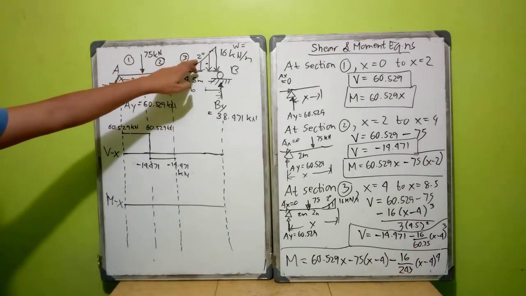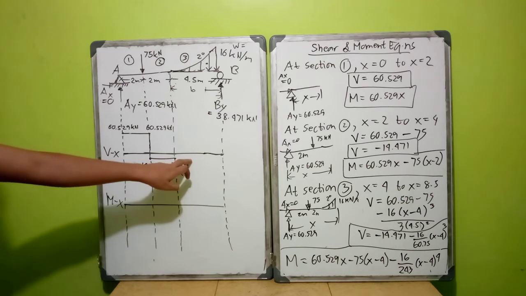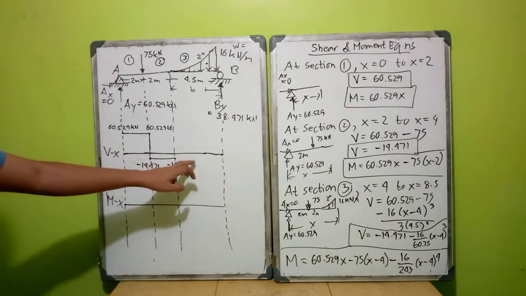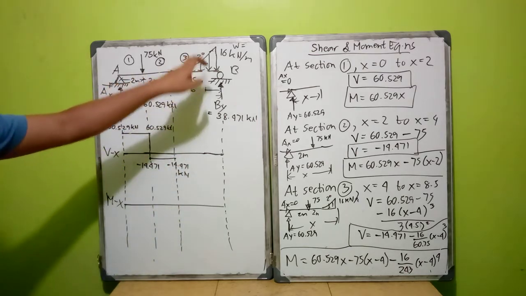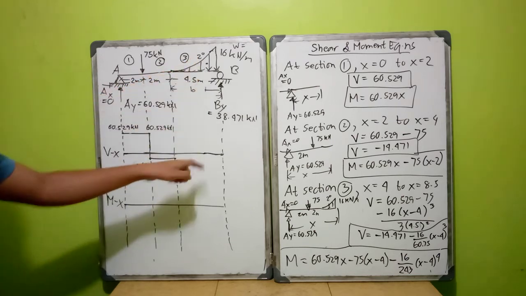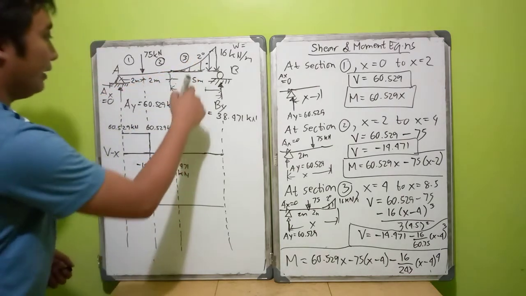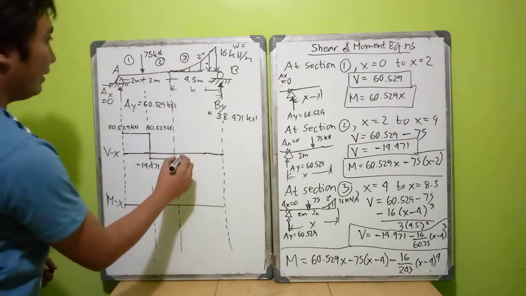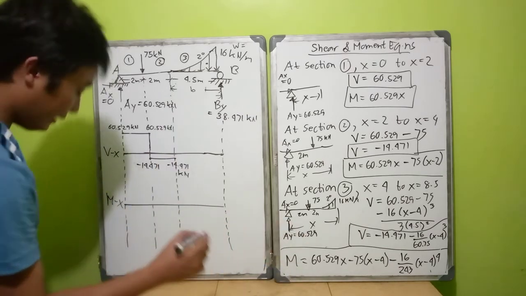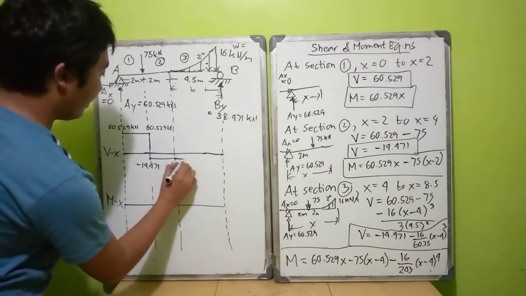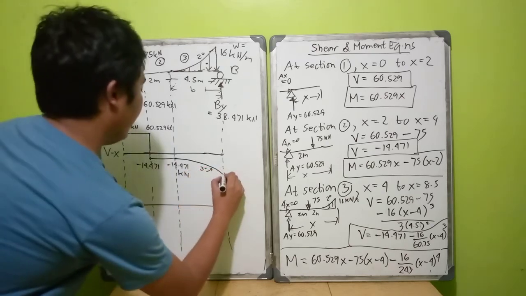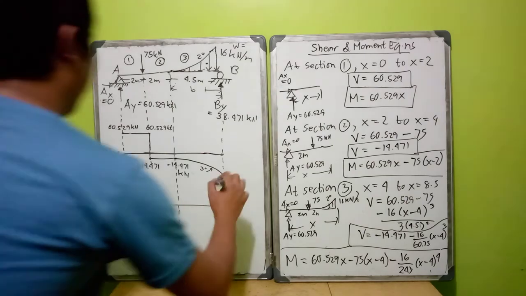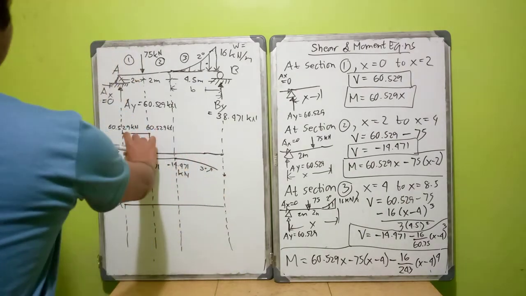Since this is a 2-degree curve in the load diagram, in the shear diagram it will become 3 degrees. You add 1. So this is 2 degrees, you add 1, it became 3 degrees. And since it is in decreasing order, this is a 3-degree curve here. It should be lower than this.